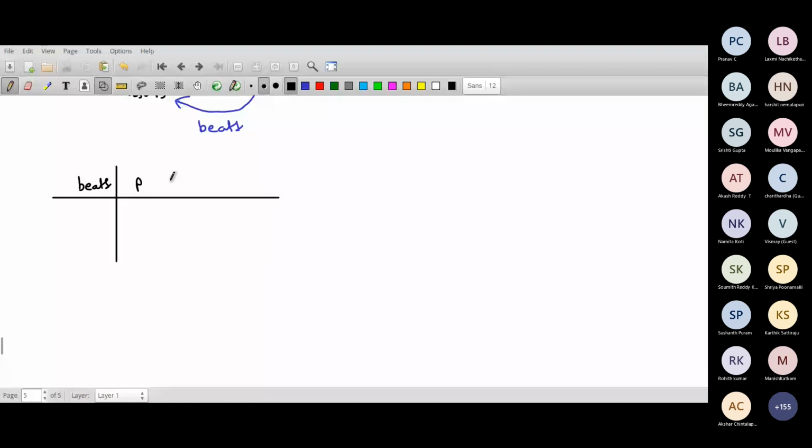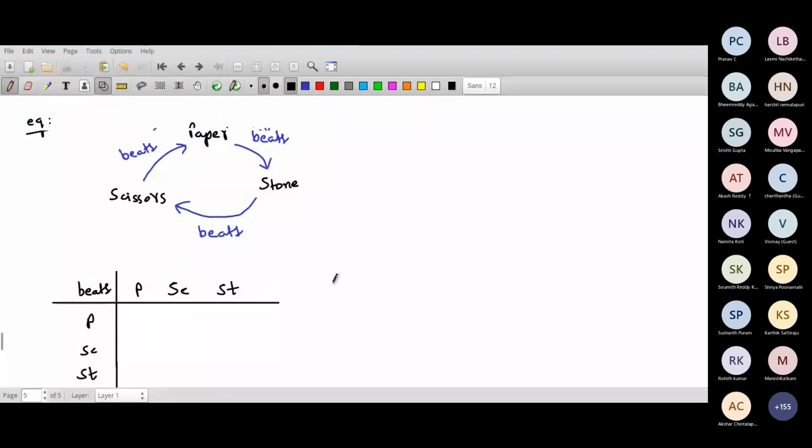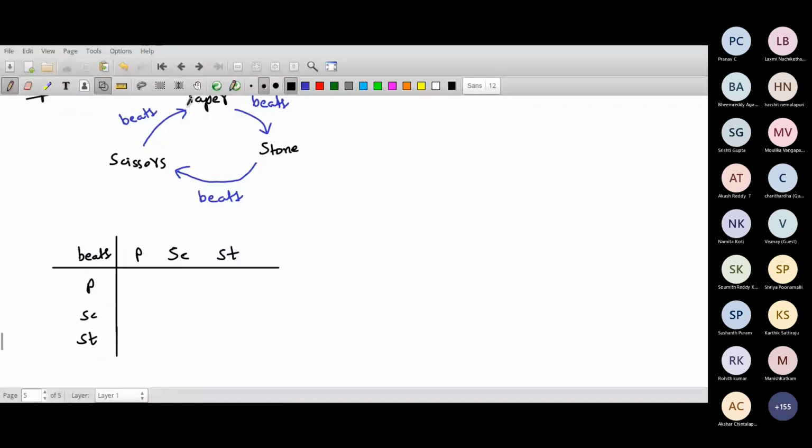So in the table format, we can write it as paper, scissors, stone, and the columns and the rows are both the same. Now what we want to say is we take every pair of paper, stone, paper, scissors, scissors, stone, and so on, and we check whether the beats relation, like stone beats scissors, is true or not, or scissors beats stone, is it true or not. So every direction we take, and we will see whether each relation is true or not.